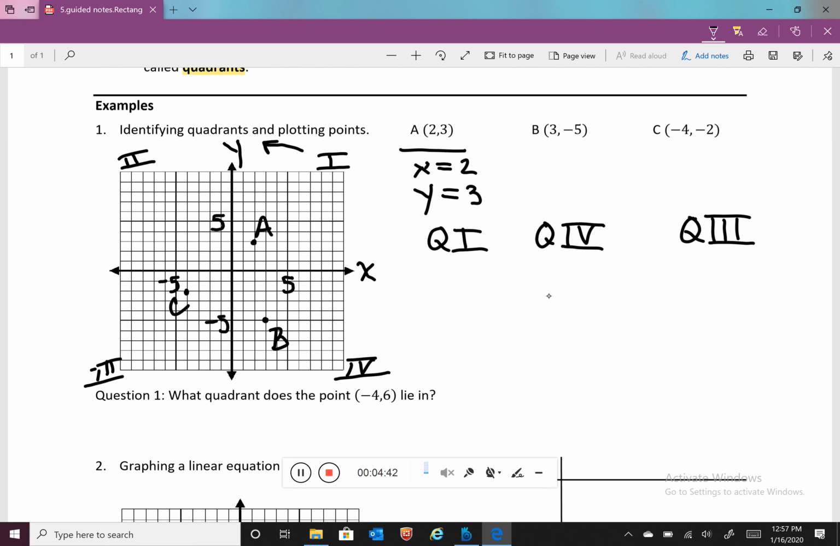And so your first question on this video is, what quadrant does the point (-4, 6) lie in?